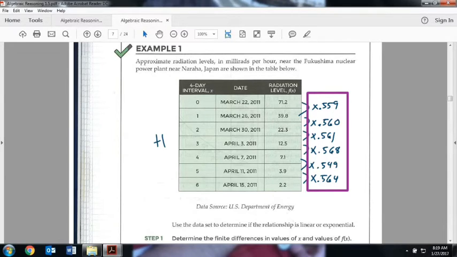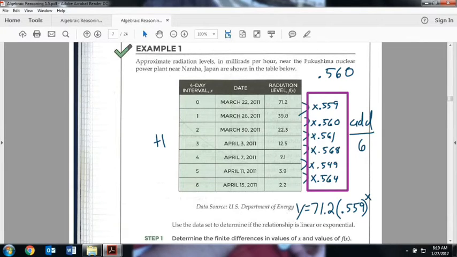And after I do all that, I find the average ratio to be 0.560 according to what I just did. So again, we add them up and divide by the number there are. In this case, there were 6. So we have enough to write our equation. In this case, y equals 71.2 times, that's your starting point, remember, times 0.559 to the x. And that would be our ratio.